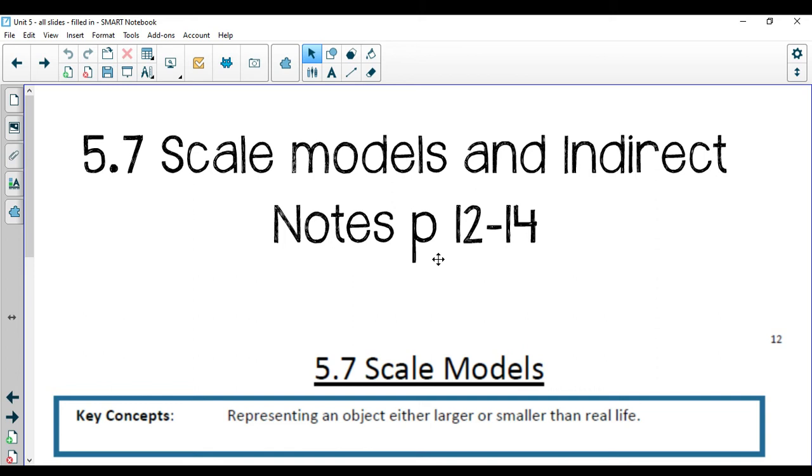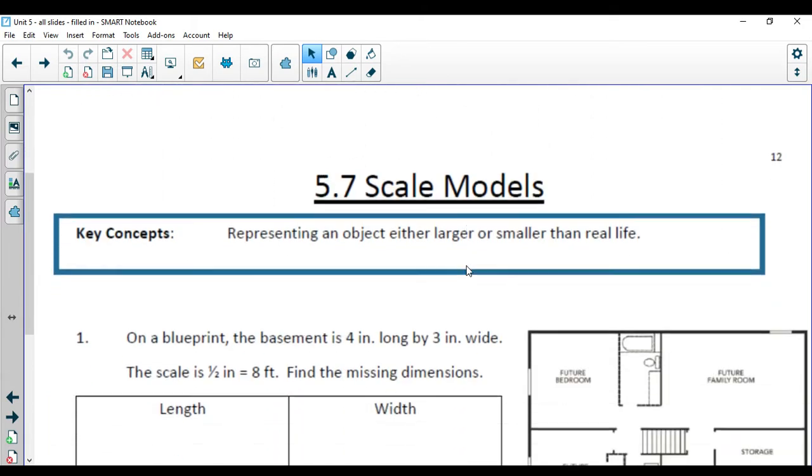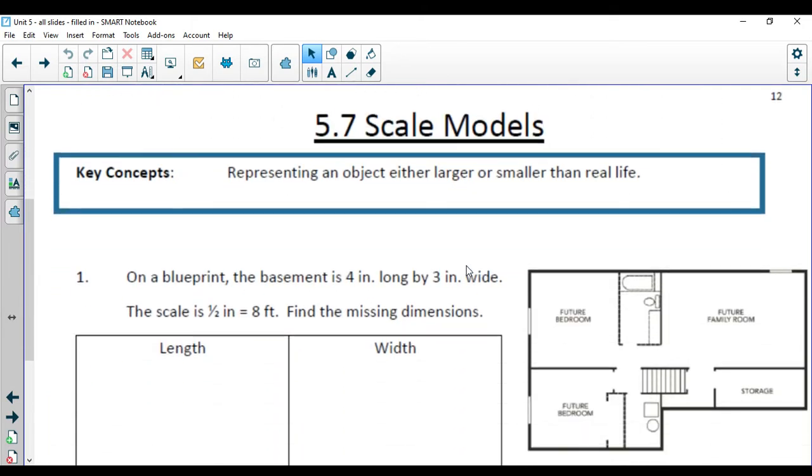All right, this is lesson 5.7, Scale Models and Indirect Notes. We're on pages 12 through 14 in your notes packet. So we're going to start off with 5.7 scale models. Scale models represent an object either larger or smaller than real life.